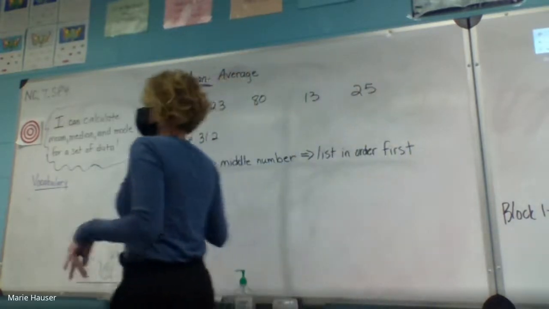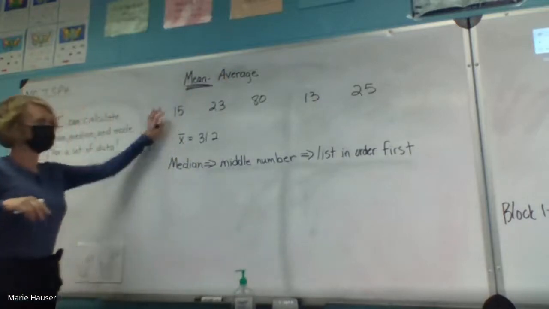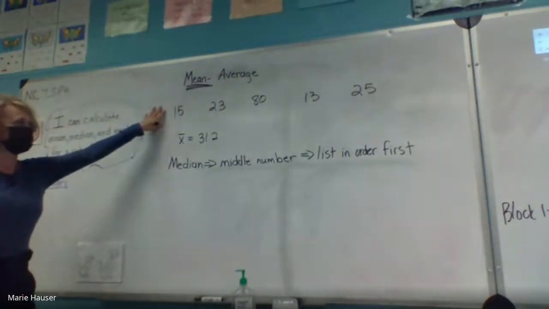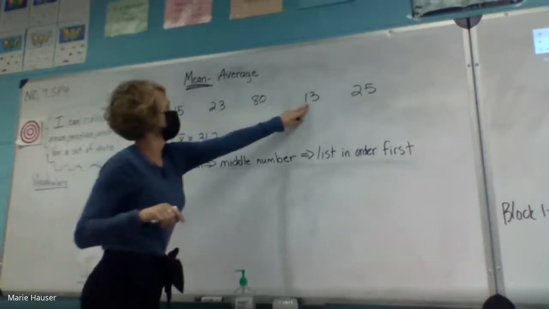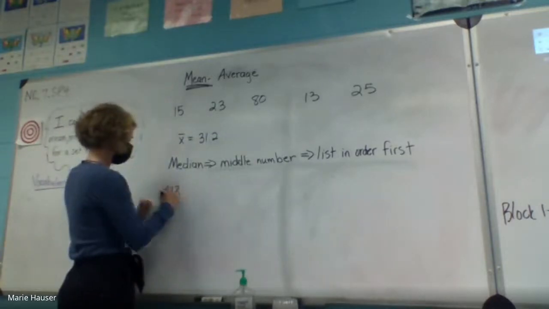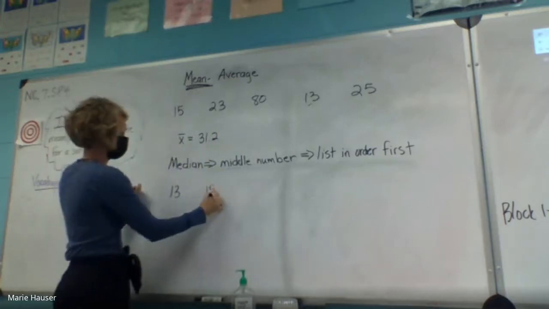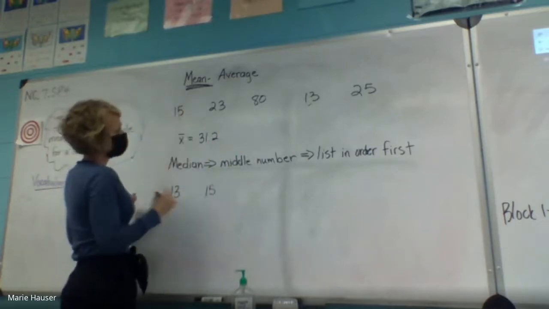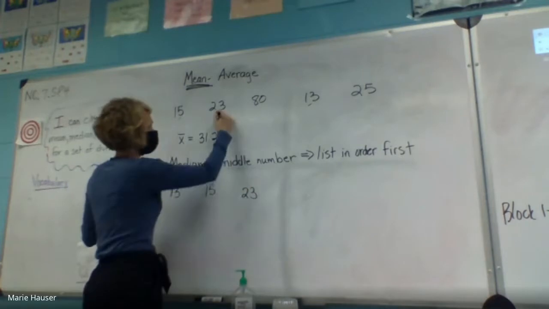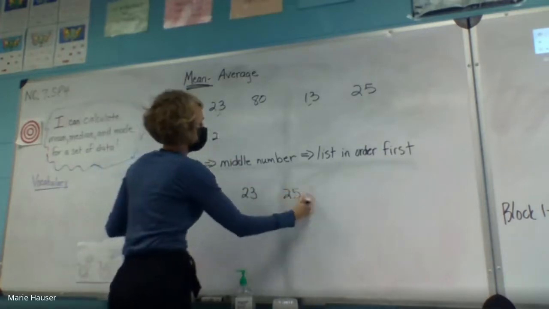Now we know what the median is because we just calculated it, but let's actually do it for this piece of data. So the lowest number here would be 13. I kind of mark that off. Next I have 15. Then I have 23. Then 25. And then 80.